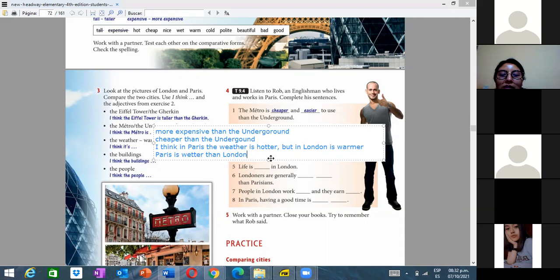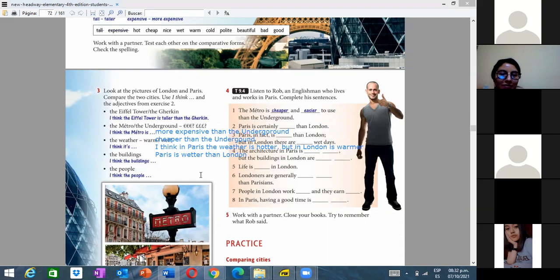What about the building? What do you think? Any volunteer? Please. Look at the picture. You have here a big picture. What could you say about the building? Podría ser, Miss, I think in Paris the building is more beautiful than in London. Yeah, okay, very good.